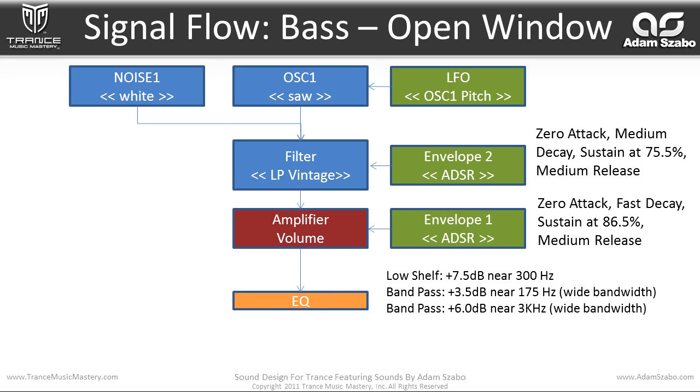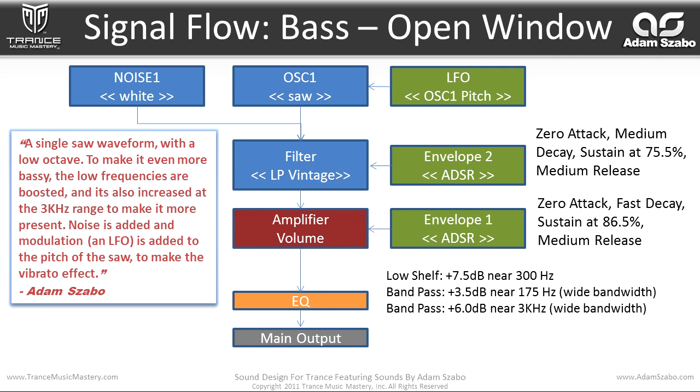And then that flows through an EQ with a low shelf filter with plus 7.5 dB boost near 300 Hz, a bandpass filter with a plus 3.5 dB boost near 175 Hz, and then a bandpass with a plus 6.0 dB boost near 3 kHz. And then that flows into the main output.